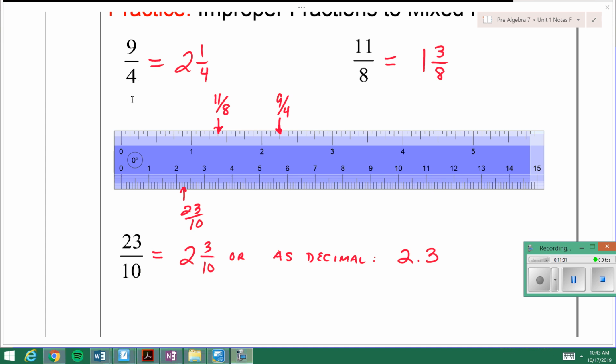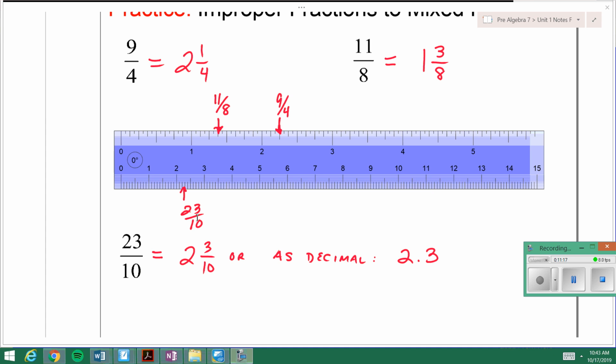I measured that on the ruler, and since it was in quarters, I used inches, and I put 9/4 at the 2 1/4 mark. And 11/8 is 1 whole and 3/8, so I went over 1 and counted eighths, 1, 2, 3, and I put 11/8 there.